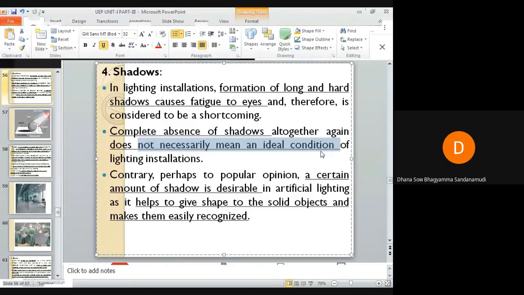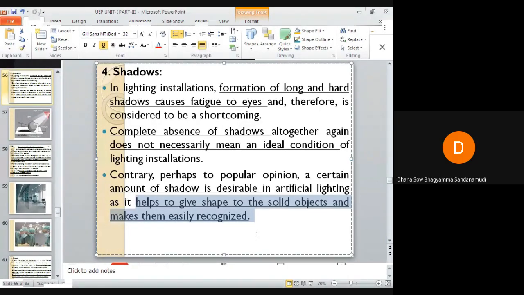If long and hard shadows are there, they cause fatigue to the eye. Even if shadows are not there, it is not an ideal condition, because the borders cannot be clearly identified for an object or an image. So a certain amount of shadow is desirable in artificial lighting. It will help to give shape to solid objects and make them easily recognizable. So shadows are important, but they should not be long and hard.